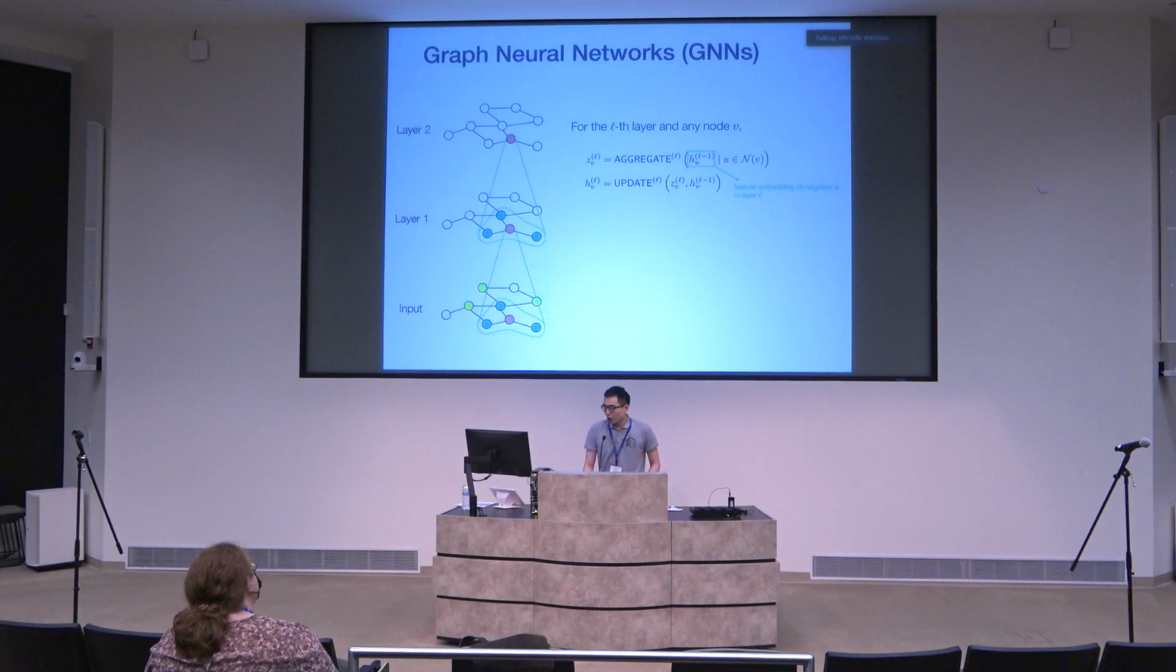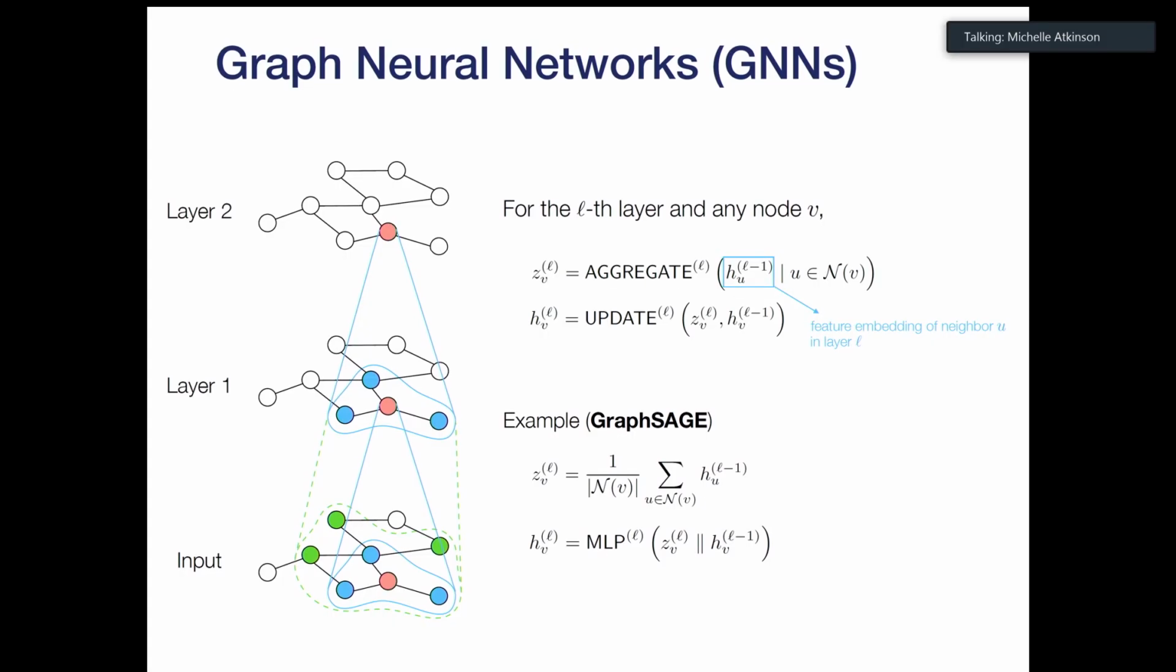One famous example of GNN is GraphSAGE, where we first simply calculate the average value of all embeddings of neighbors, and then we pass the result to a multi-layer perceptron.